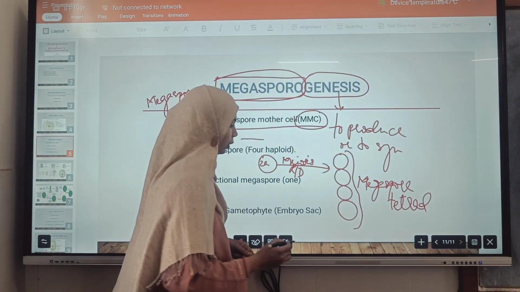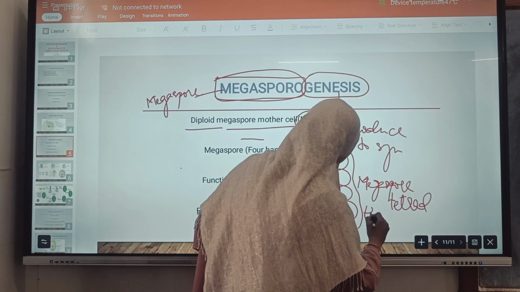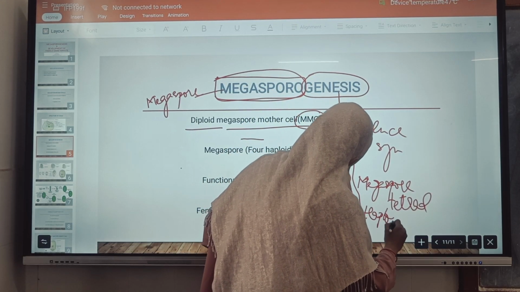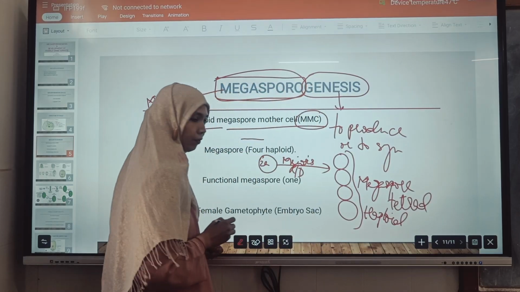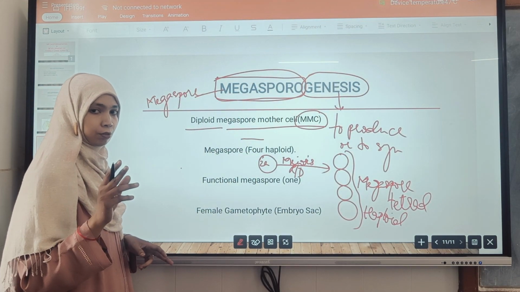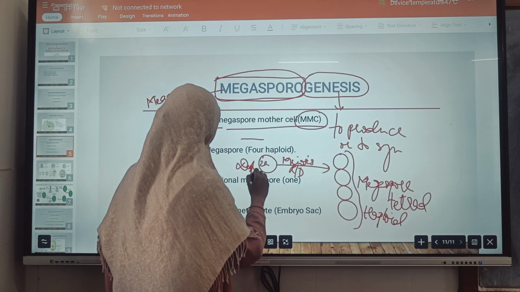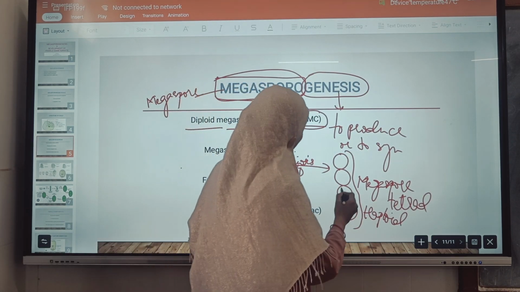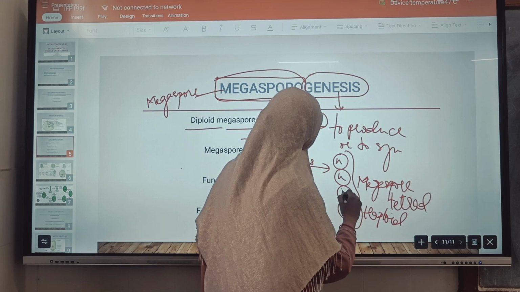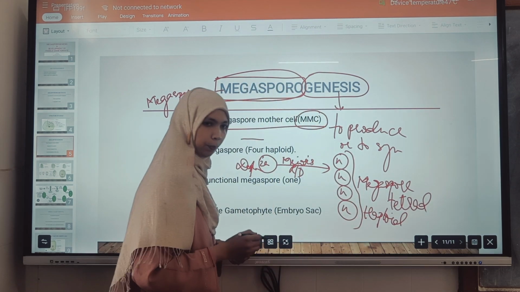And that megaspore tetrad is haploid in nature. What is the meaning of diploid and haploid? If a cell has 2 sets of genome, then that cell is called diploid. But if a cell has a single set of genome, then that cell is called haploid.